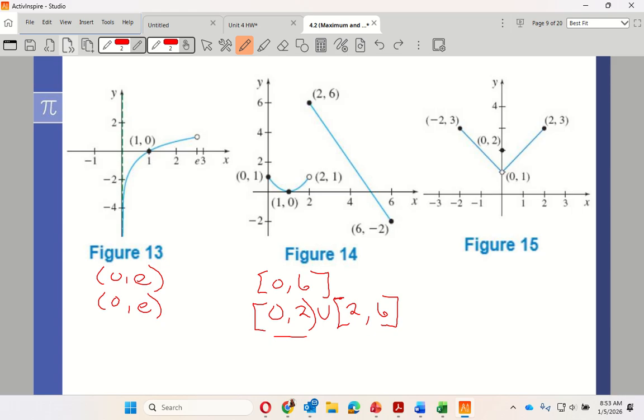Maximum. It has an absolute max where? At 6. Absolute minimum at -2. It has a local minimum at 0. No local max, because this does not keep coming down. If that kept coming down, that would have been local. And again, you can't have local at the endpoints.